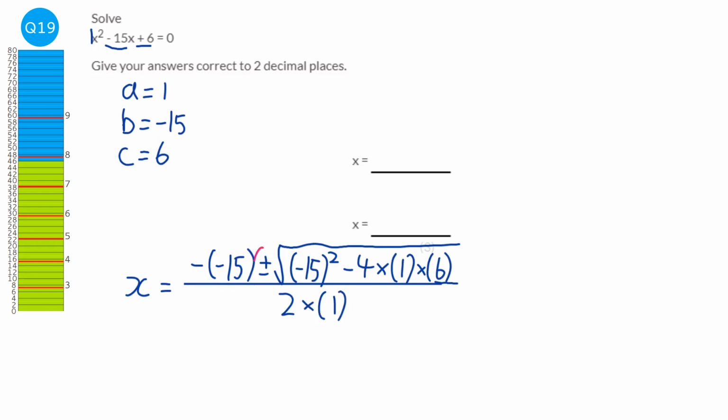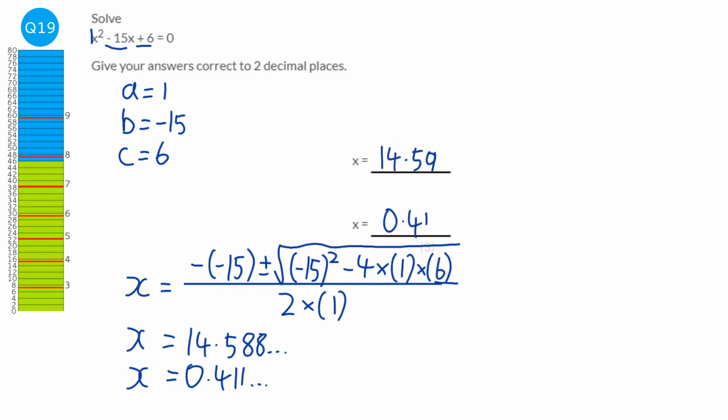Put that into our calculator with a plus there, and you will get the answer of 14.588 blah blah blah. Go back on your calculator and change that to a minus. Most calculators have cursor keys. You can go back and delete it and change it, and you get 0.411 blah blah blah. So to 2 decimal places, our solutions are 14.59 and 0.41.